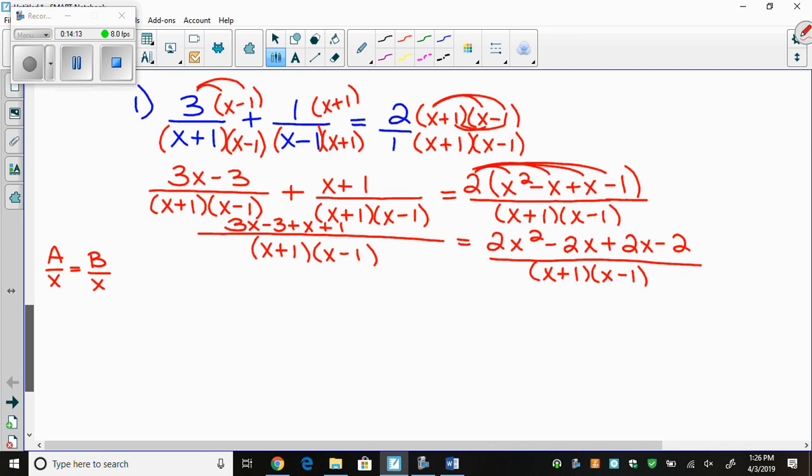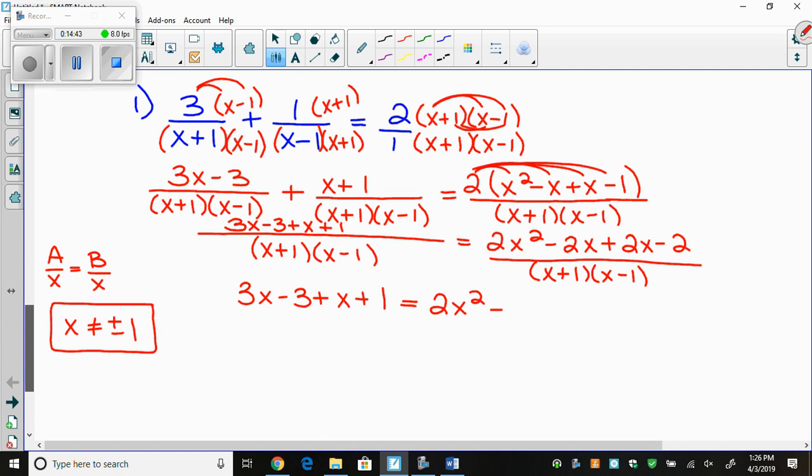We agree? So once we get common denominators on both sides, we can just set the numerators equal to each other, which means our denominators go away. So before our denominators go away, what must we do? NPVs. So x cannot equal plus or minus 1. And then our denominators can go away. 3x minus 3 plus x plus 1 equals 2x squared minus 2x plus 2x minus 2. Because if the denominator equals the denominator, I can then just say, hey, get rid of those. The numerator must equal the other numerator in order for that to be a true statement.